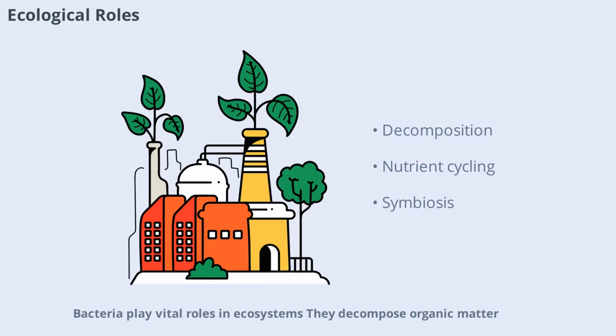Bacteria play vital roles in ecosystems. They decompose organic matter, recycle nutrients, and form symbiotic relationships with plants and animals. Some bacteria fix nitrogen, making it available for plants. Others help digest food in animal guts. The ecological impact of bacteria is immense, shaping the health and balance of natural environments.